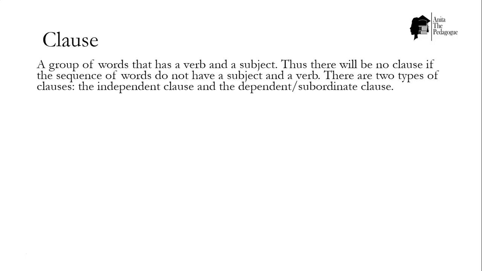Let's move on to what a clause is. Now, a clause is a group of words that has a verb and a subject. Thus, there will be no clause if the sequence of words do not have a subject and a verb. Also, note that there are two types of clauses. That is the independent clause and the dependent, also sometimes called the subordinate clause. Let's look at some examples and why these are clauses.